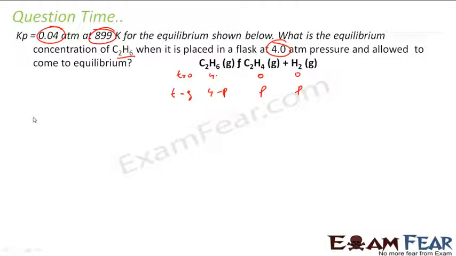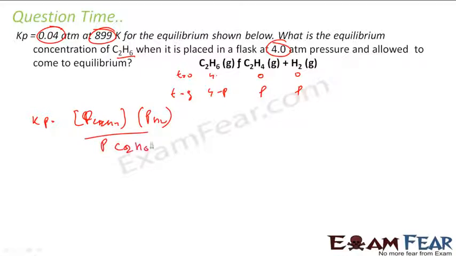Now it says that Kp is given as 0.04. So what is the Kp value? Kp will be the pressure of C2H4 into the pressure of H2 by the pressure of C2H6. Correct? So what is this? This will be P into P by 4 minus P, and this value is given as 0.04. So if you solve this, P comes out to be 0.40.